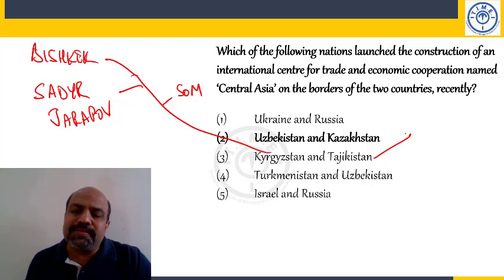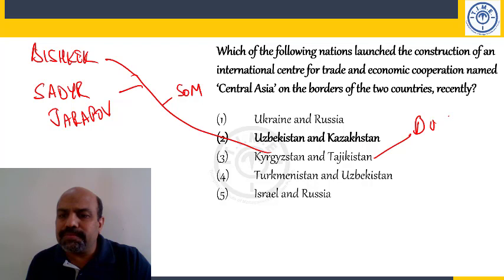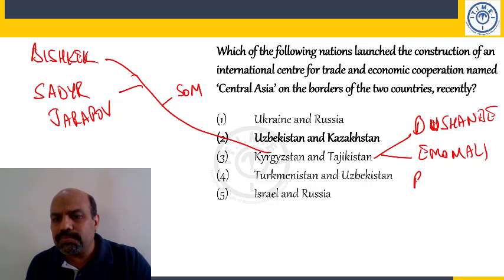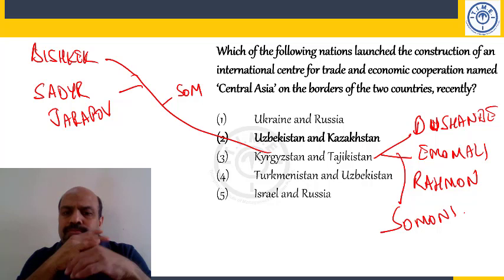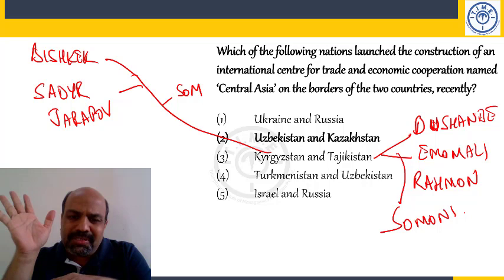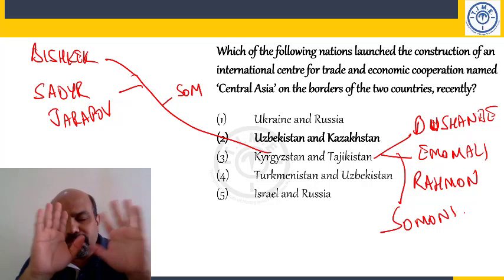Tajikistan. The capital is Dushanbe. Imomali Rahmon is the president, and the currency is the somoni. Turkmenistan, I think I already discussed Ashgabat. The president's name is Gurbanguly Berdimuhamedov. Let's not repeat. Let's move on.